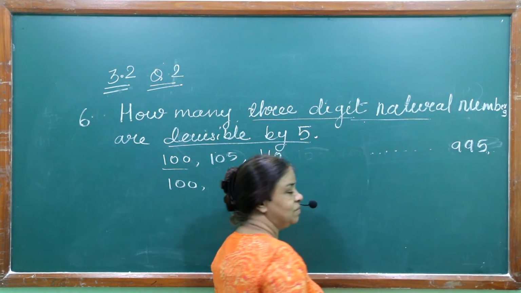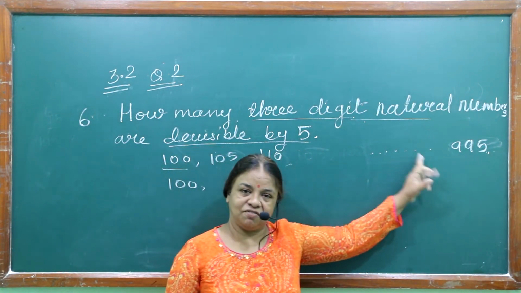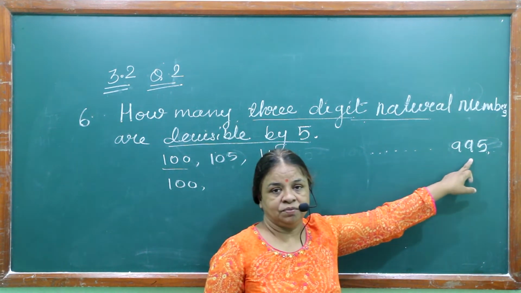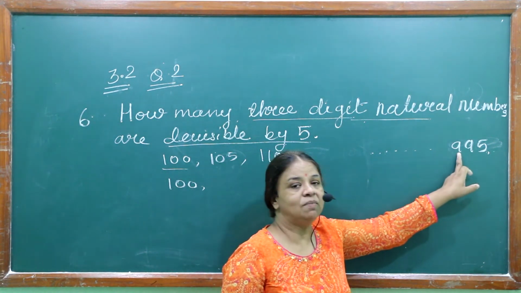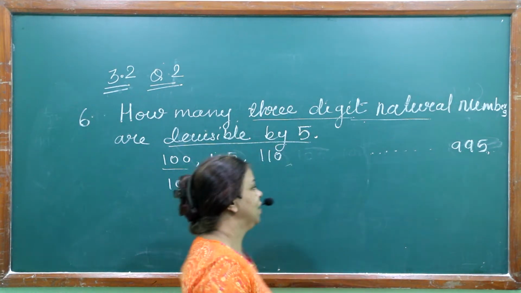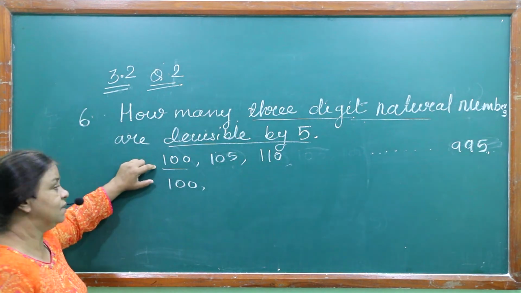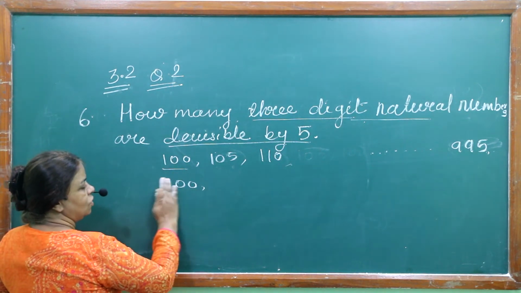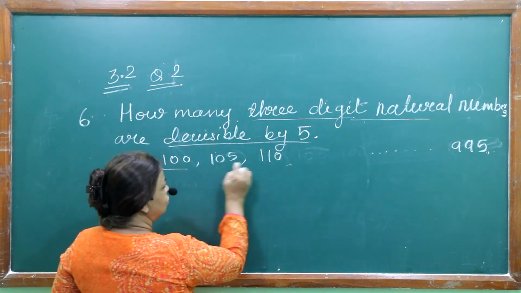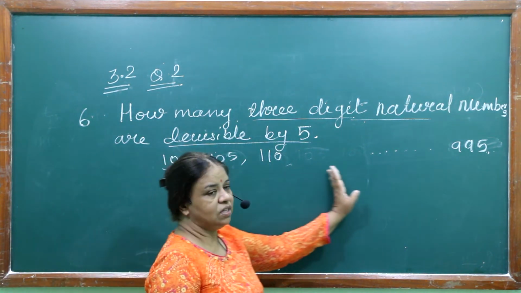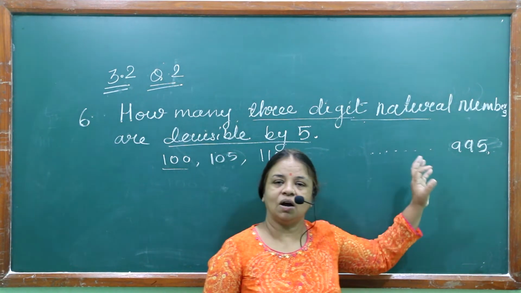995 is the last number which is divisible by 5. So the last number in 3-digit natural numbers which is divisible by 5 is 995. And the first 3-digit number which is divisible by 5 is 100. So we have 1, 2, 3 and this 995. But I have not written all the numbers. If I want I can write and count and tell.